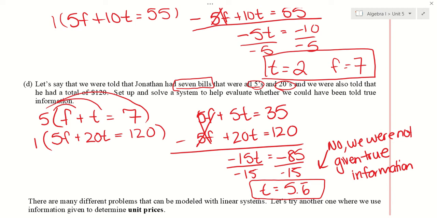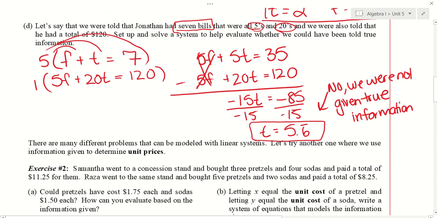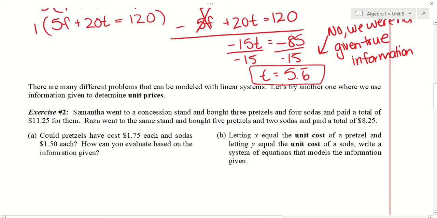Now let's go to another situation. This one they love to do on Regencies, talking about buying things and spending this much. A lot of times they'll do it with restaurants or fast food, or here's at the movie theater. So look at this one. We got Samantha and Raza, and they both went to this concession stand. Now Samantha, here's Samantha. She bought 3 pretzels, 4 sodas, paid $11.25. Raza went to the same one, bought 5 pretzels, 2 sodas, paid $8.25.